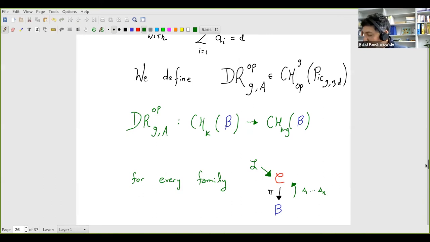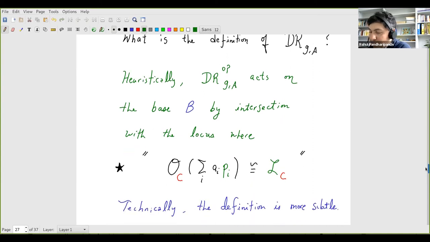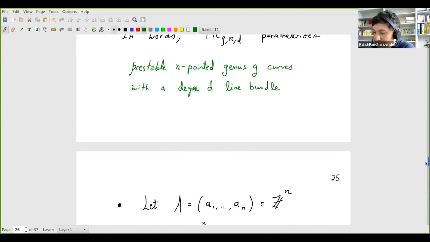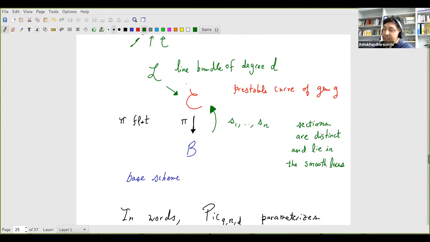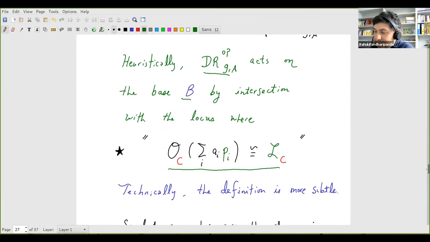Okay, so that's where we'd like to define this DR cycle. And we can think about what is the definition of this operation. Heuristically, it's very simple to say: this class acts on the base by intersection with the locus where this equation holds. So when I look at this family, this family has a line bundle moving on the family and has these sections. And we have the data of A, and A gives me some integers for these sections, and they sum up to D, so they sum up to the degree of the line bundle. So we can ask on the base for the locus where the twist of the fiber by these points and these numbers is isomorphic to L or not. So the way that this operational class acts on the base is heuristically by that locus.